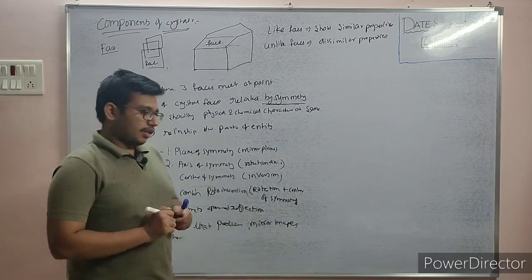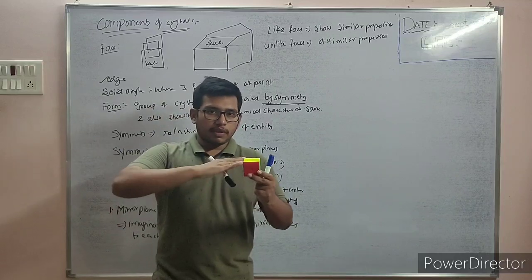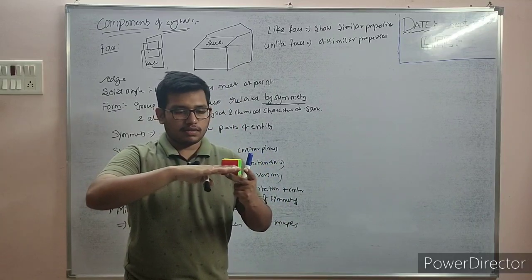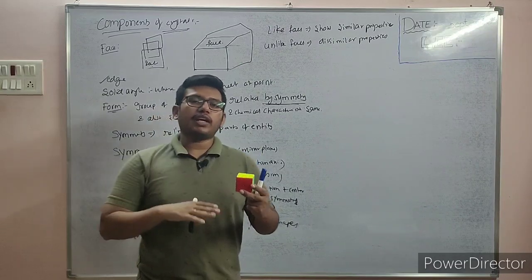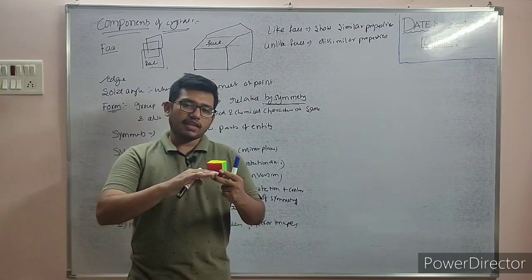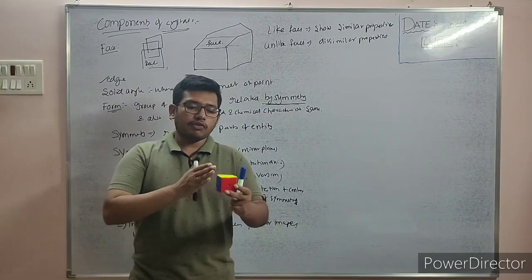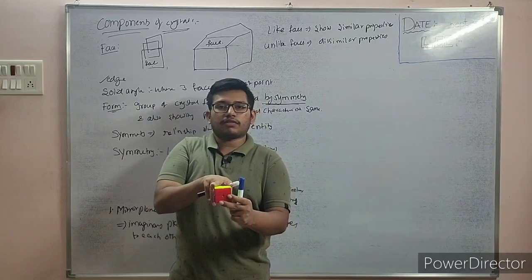Or you can say, in a well developed crystal like this, if you put the mirror plane along this one, it divides the crystal into two equal halves. You can also say it like that. So it is a plane that divides the crystal into two equal halves. If you put the mirror plane like this, then also it can divide into two equal halves.